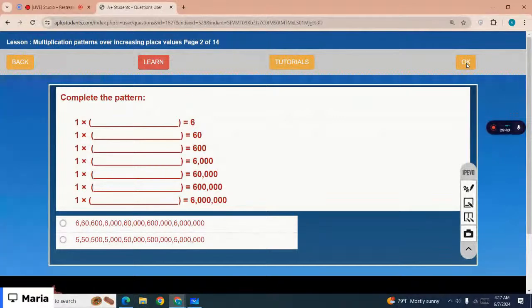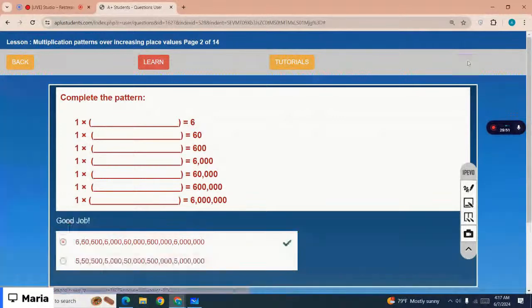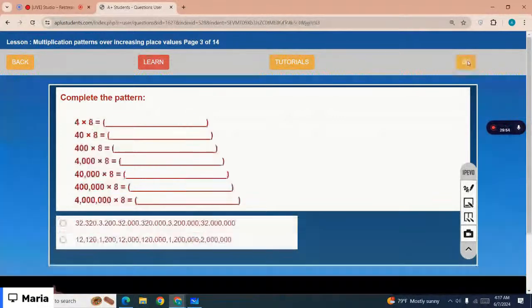The correct option is option number 1. 1 times 6 is 6. 1 times 60 is 60. 1 times 600 is 600. Same 6000 and 60,000. Very good. Option number 1 is the correct option. Complete the pattern.